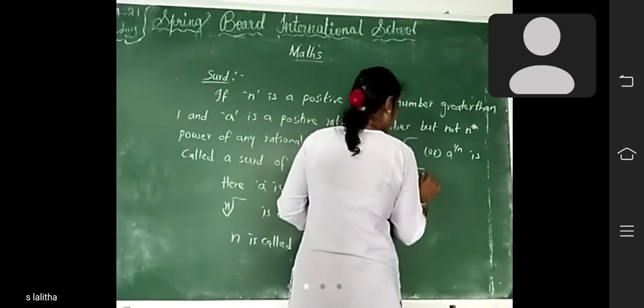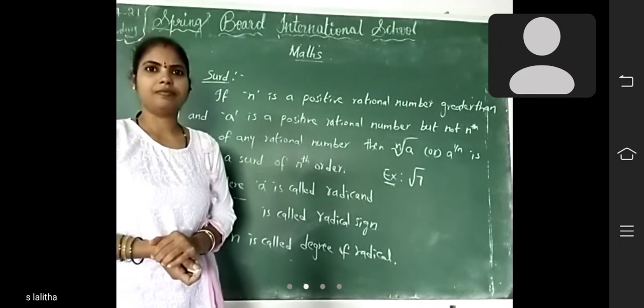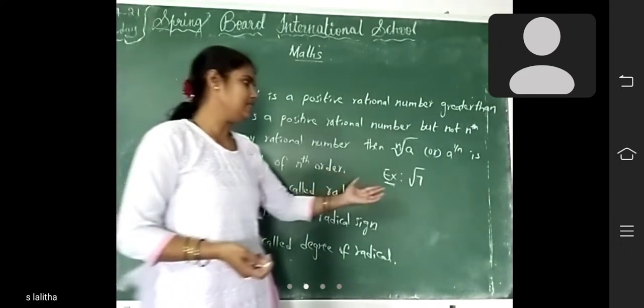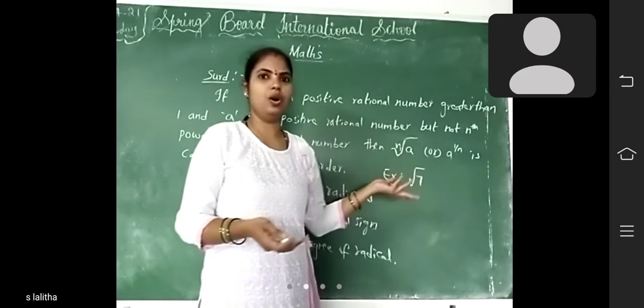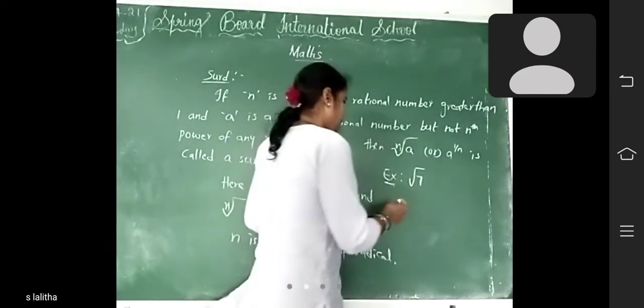Root 7. Is it a surd or not? Yes, it is a surd. Why? Because there is no root for 7. So it is a surd. Okay. Next.